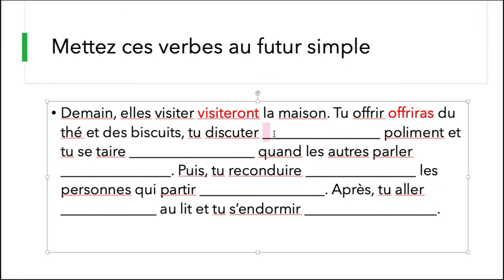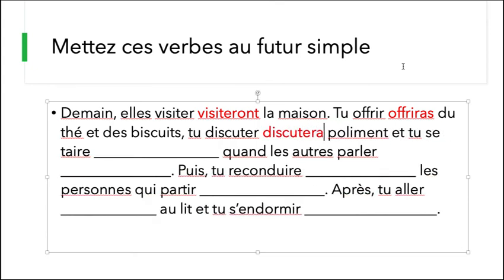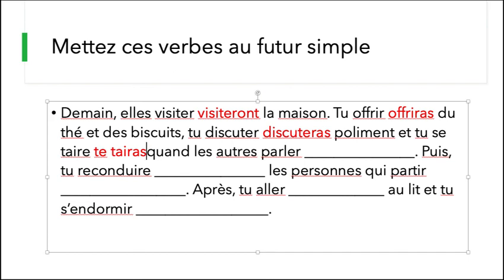Tu discuter, another one, followed by your AS poliment, et tu te taire. So again, this is pronominal, right? Because you have your pronom réfléchi. I'll show you, it's not that hard. All you do is, what is the pronom réfléchi in tu? It's te. Taire. Remember, this is a RE verb. So what you do is you take away the E and you add your AS.